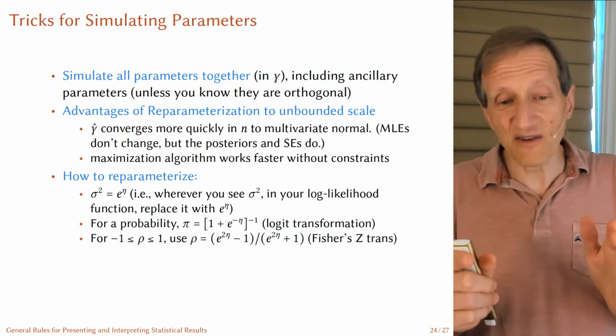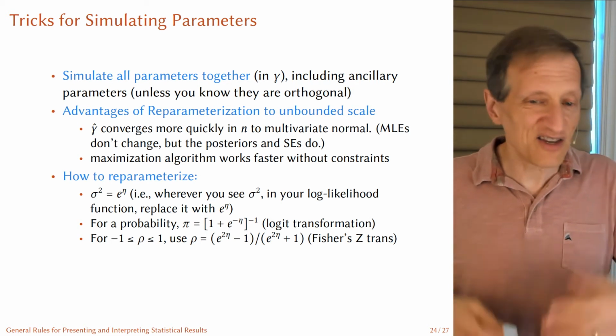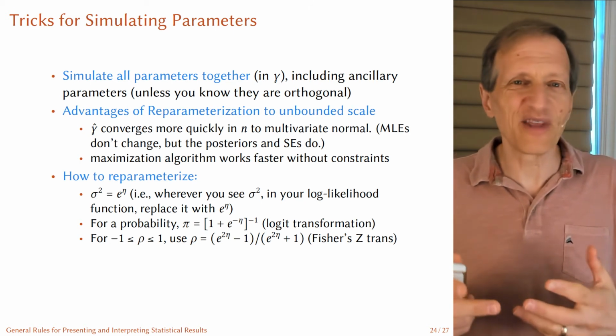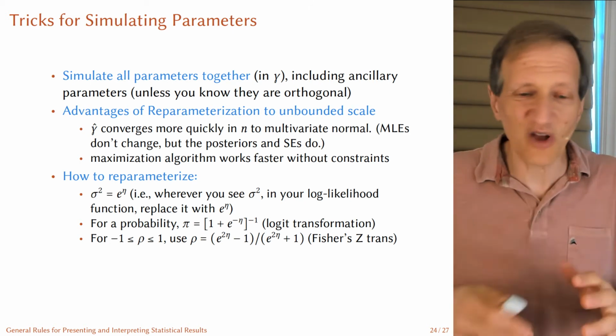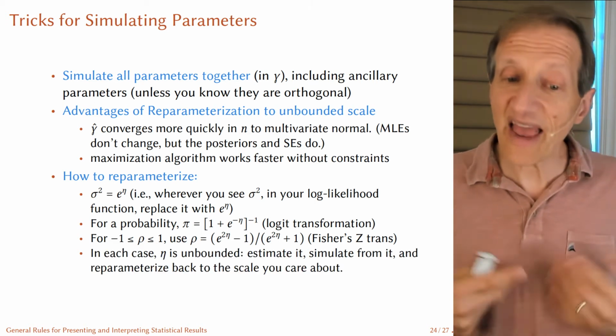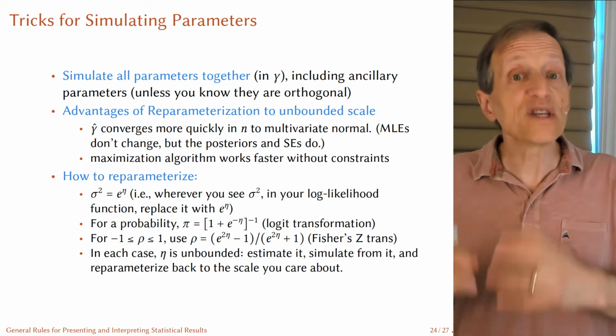And so these are 3 parameterizations. You may come up with another parameter that has a different type of bounded space, and so you'll have to find some transformation that fits for that. In each case, eta is unbounded. You estimate it. We simulate from it.